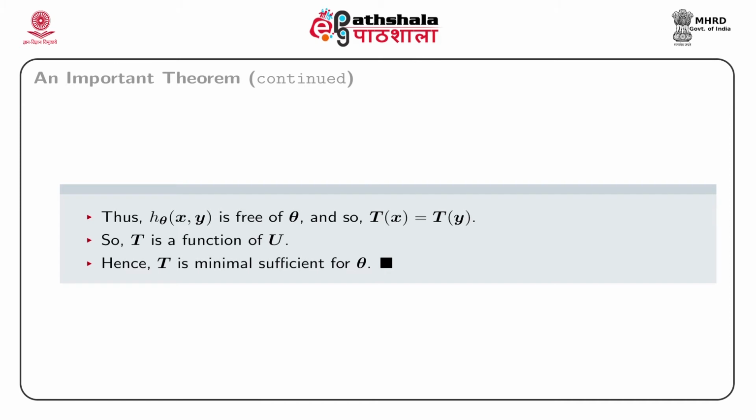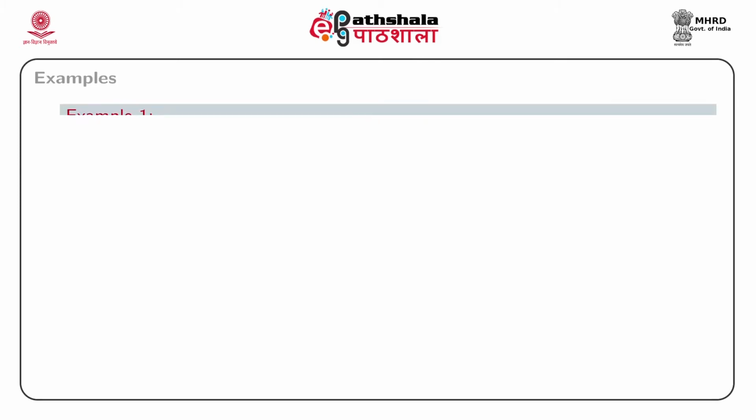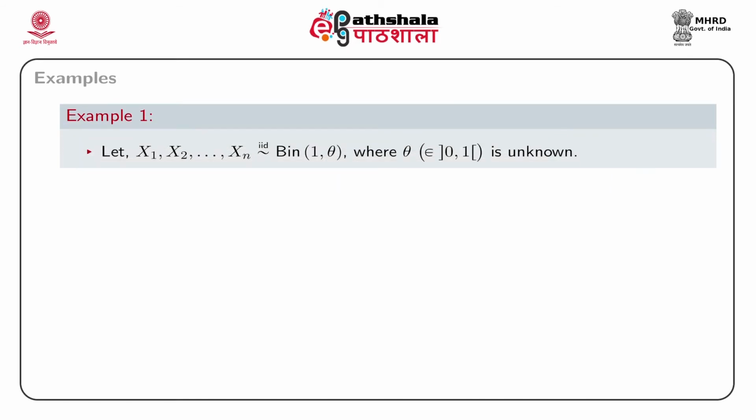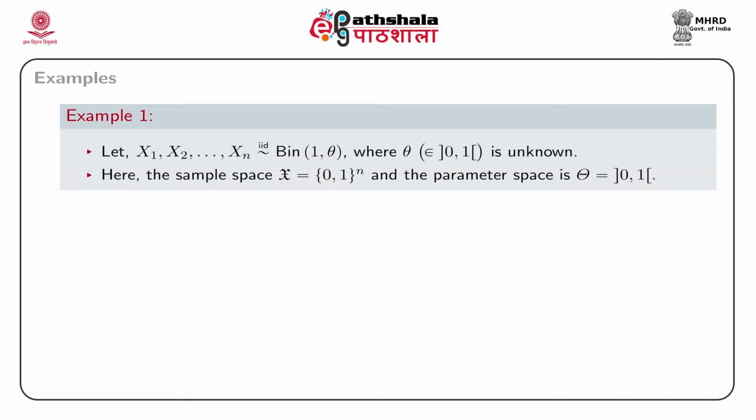To get a clear idea, let us consider some examples. In example 1, suppose X_1, X_2 up to X_n are IID Bernoulli variables with parameter p, where p is unknown, p belongs to the interval (0, 1). Here, script X is a set containing only 2 points 0 and 1, θ equals p, and script Θ is the open interval (0, 1).